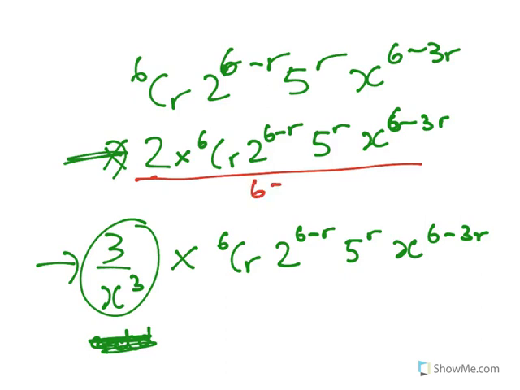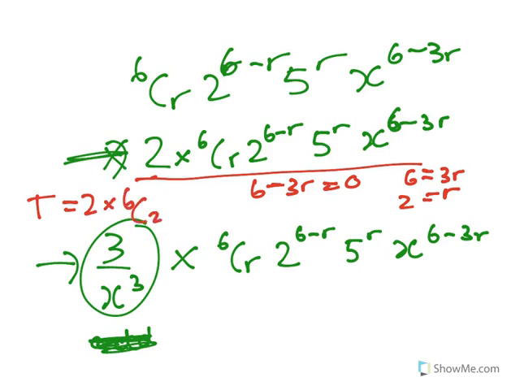So with this one, it's when 6 minus 3r equals 0, so 6 equals 3r, so r equals 2. So one term that would be independent of x would be when r equals 2, so it would be 2 times 6C2, 2 to the 6 minus 2, 5 to the 2.